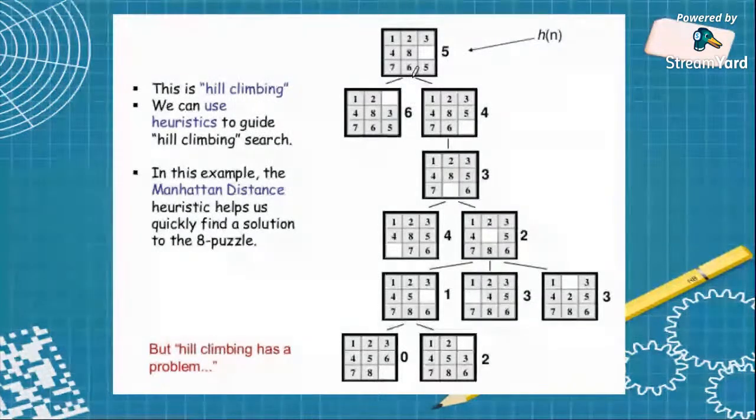Tile 8 is in the wrong position. 7 is also in the right position. 8 is in the wrong position. 6 is in the wrong position. 5 is in the wrong position. Okay. Now, how do I know? How do I quantify that? How much effort I need to put in so that I can reach the goal state. That's what I want to know.